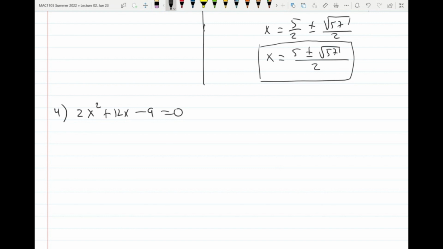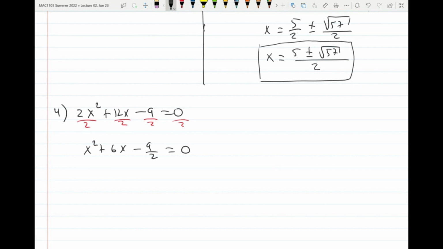So I will try completing the square, but that process above makes sense if we have a 1 here. So the first thing that we need to do is get rid of this guy. How do we do that? Divide everything by 2. So just take the entire equation and divide it by whatever the coefficient is. So we get x squared plus 6x minus 9 over 2 equals 0. And now we activate the process.